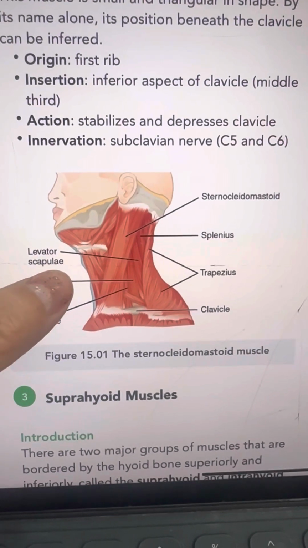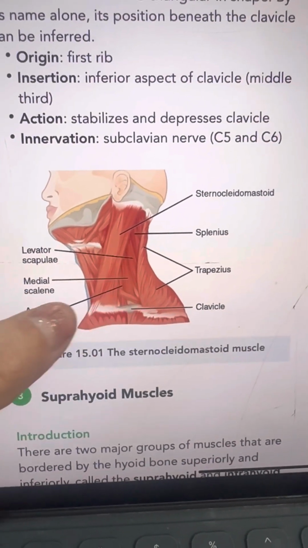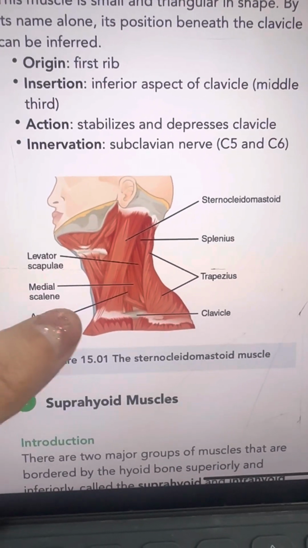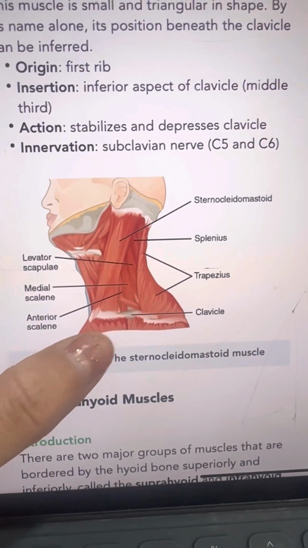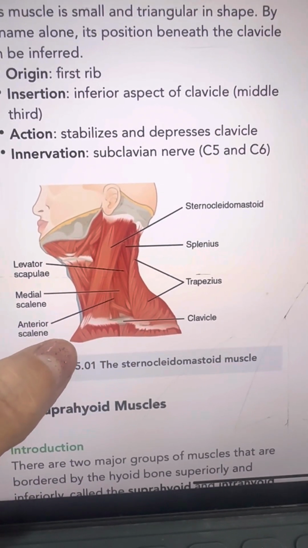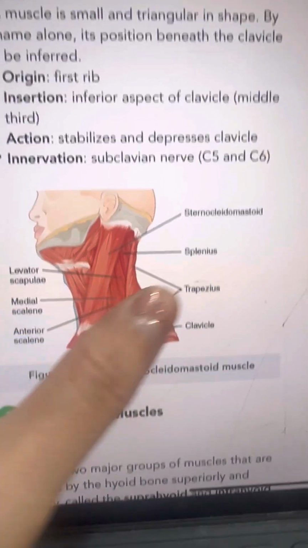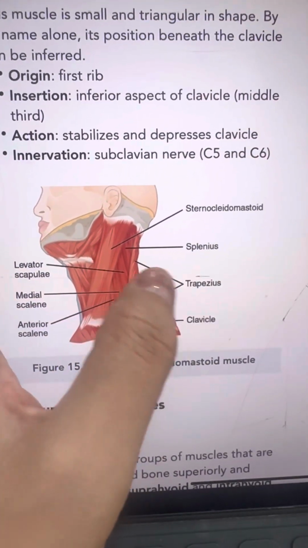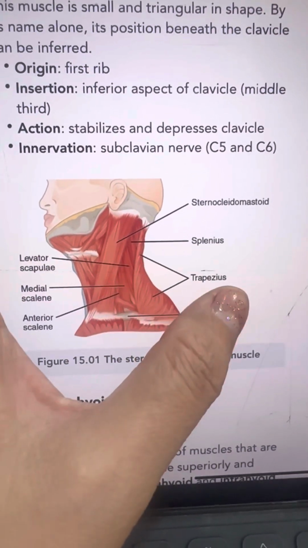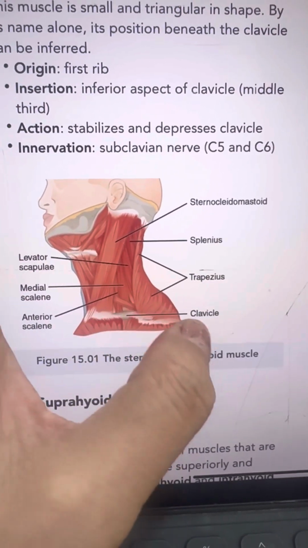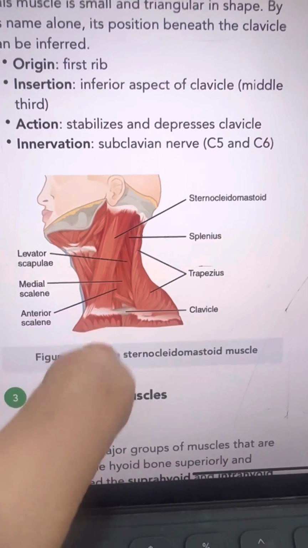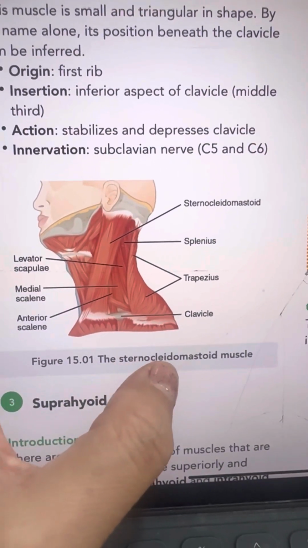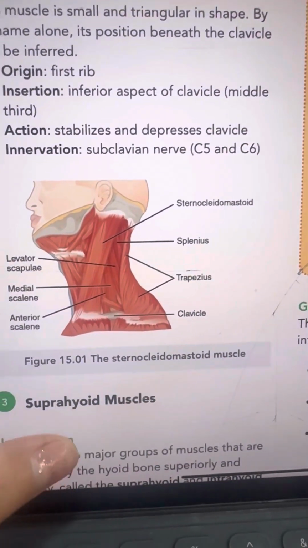Levator scapulae. Medial scalene. Anterior scalene. Sternocleidomastoid. Splenius. Trapezius. Clavicle. Figures: the sternocleidomastoid muscle.